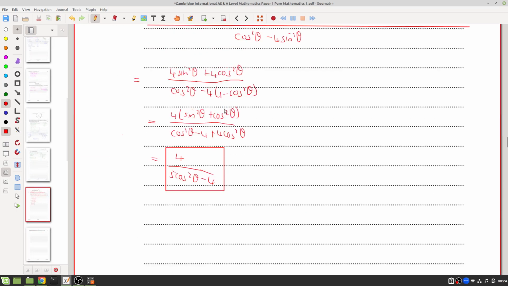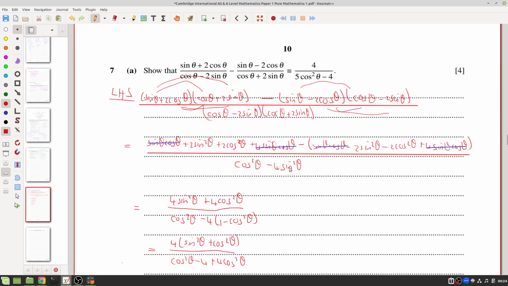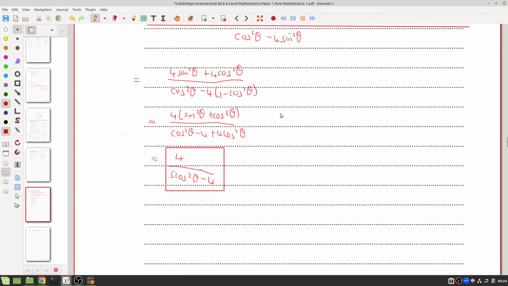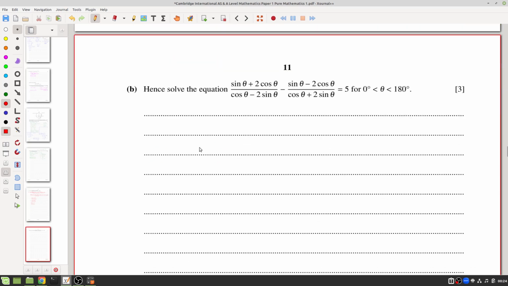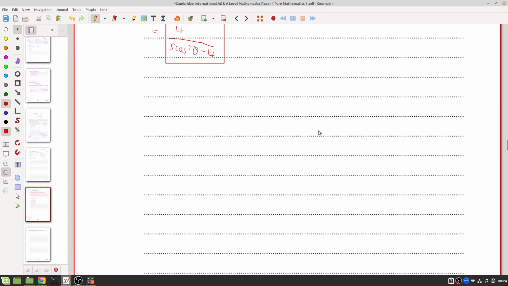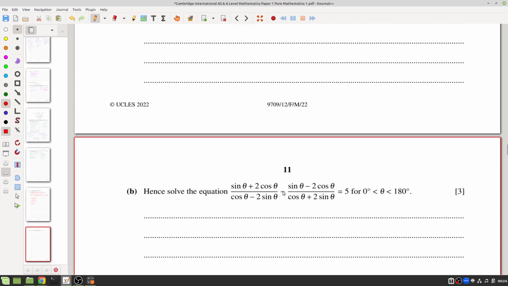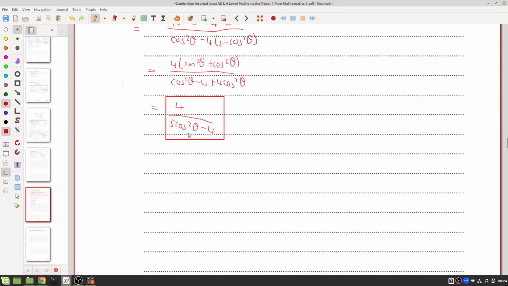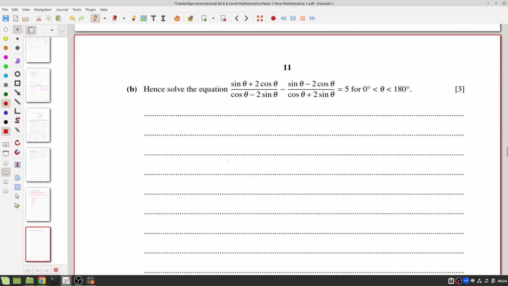Next up, what I also like about these exams, they give you a whole page to do some workings, because often we make a mistake somewhere and we have to do all of this again. So it's nice that you have lots of space to work with. Hence means we use the previous answer. So since we know this is equal to this, we can just use that. Okay, so solve this equation. So now we know that that whole thing can be simplified to this. We just proved that that's the same as what we have here, equals 5.